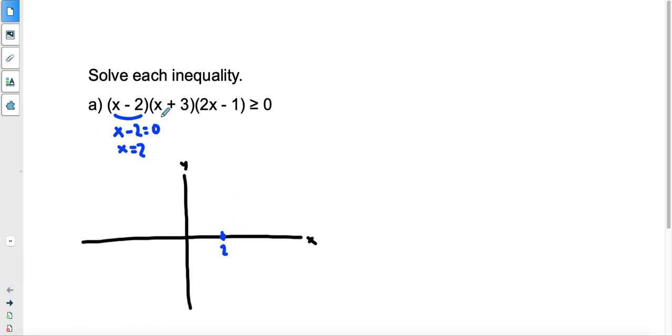Next, we have x plus 3. The value of x that makes this equal to 0 is negative 3. So that means negative 3 is going to be another zero on my polynomial. And lastly, we have 2x minus 1. The value of x that makes this equal to 0 is x equals 1/2. So that means we're going to have another zero at 1/2.